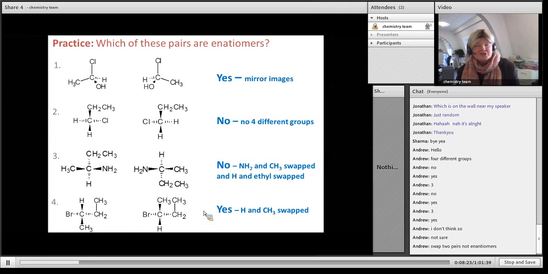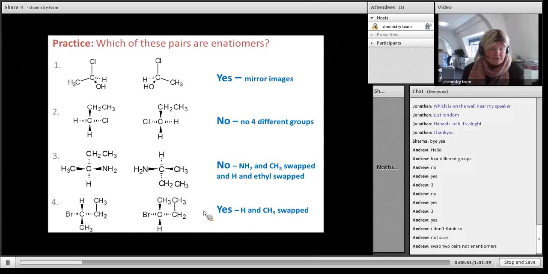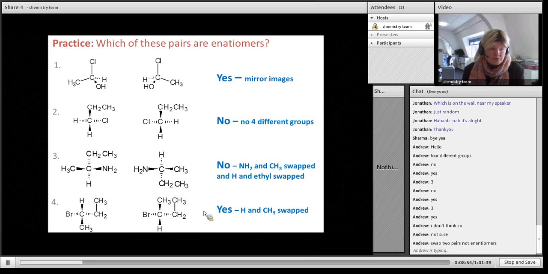Yeah, sorry. You've got to swap two. If you swap two pairs of groups, then they will not be enantiomers. So number 3 is an example of that, where I swapped the ethyl hydrogen pair and I swapped the amine methyl pair. So if you swap two pairs in your diagram, then you've actually drawn the original one again. I've tried to show it in the booklets where you swap a pair and then you swap a second pair and you land up with the first molecule again.